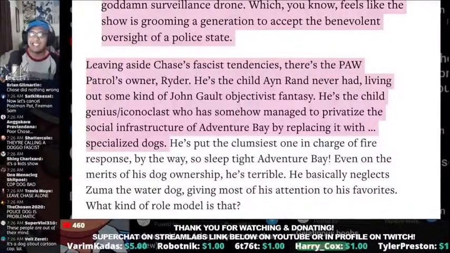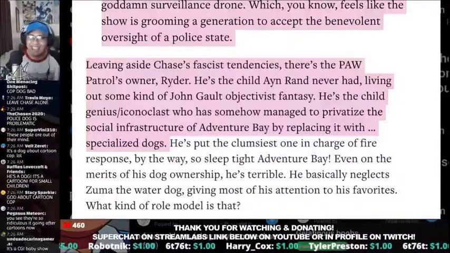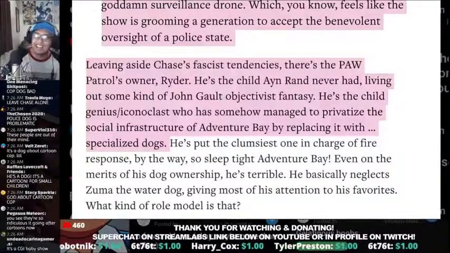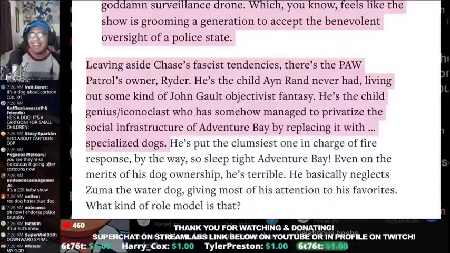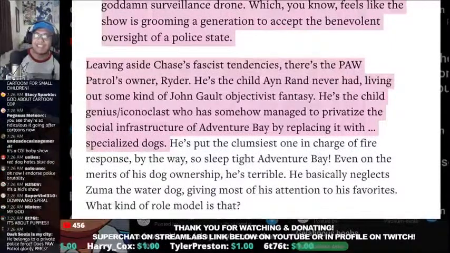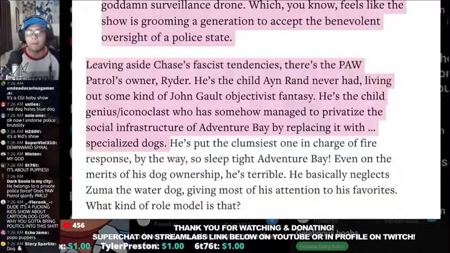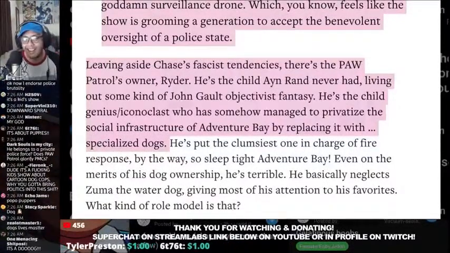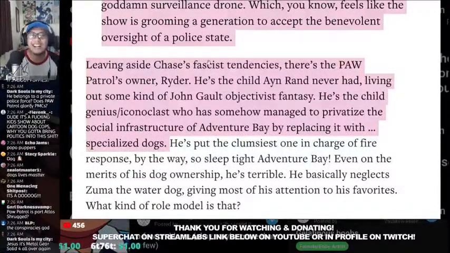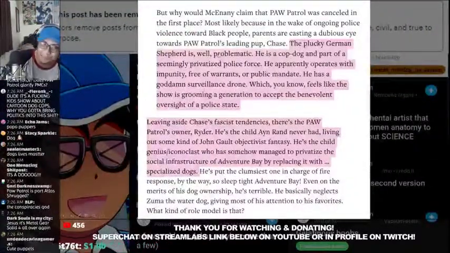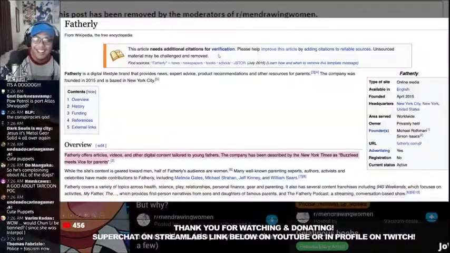Anyway, leaving aside Chase's fascist tent. Oh my god. There's this Paw Patrol owner Ryder. He's a child Ayn Rand never had. What? Living out some kind of John Galt's objectivist fantasy? He's a child genius iconoclast who has somehow managed to privatize the social infrastructure of Adventure Bay by replacing it with specialized dogs. What the fuck? It's a cartoon. It's a cartoon. Apparently, Paw Patrol is part of the Ayn Rand Atlas Shrugged universe.